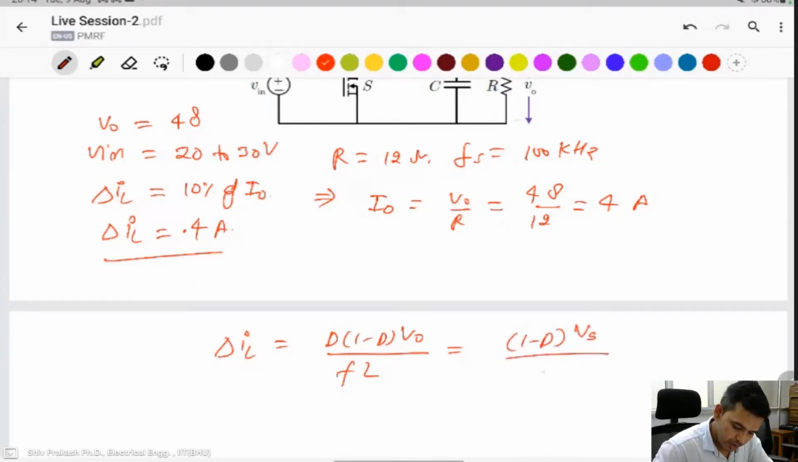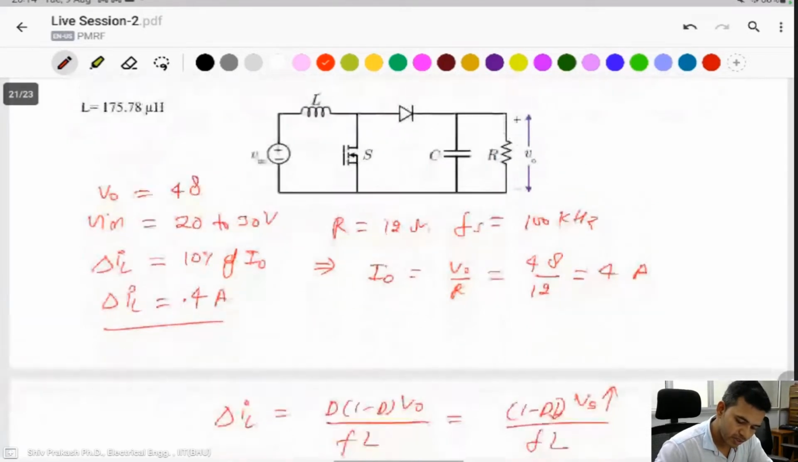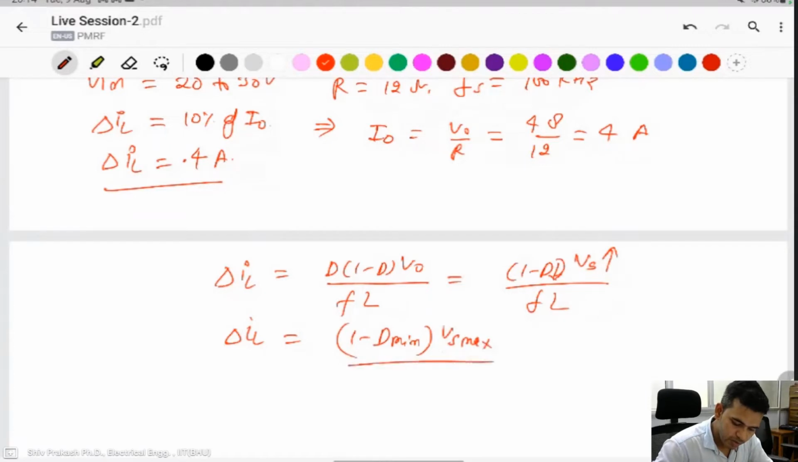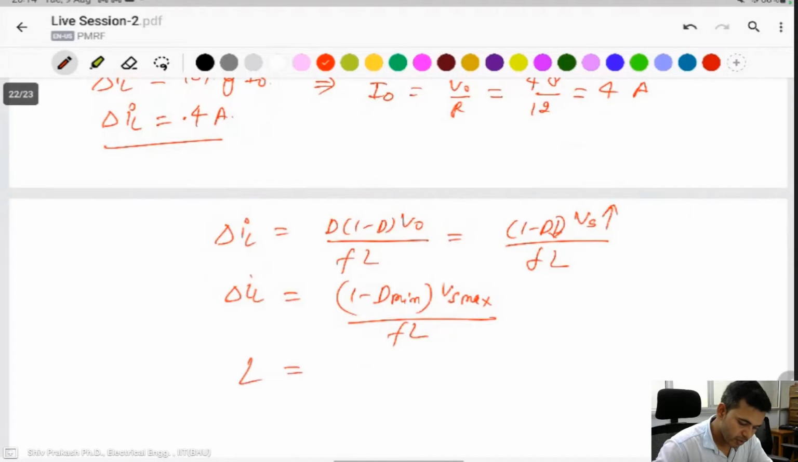Vs divided by FL. Duty ratio is minimum and Vs is maximum. And Vs is V in maximum, then also duty ratio is minimum. Then you find the delta IL maximum, 10% is given, and 1 minus D minimum and Vs maximum. Put the value, find L. We calculate this, all things are given. D minimum we find by applying the output voltage.